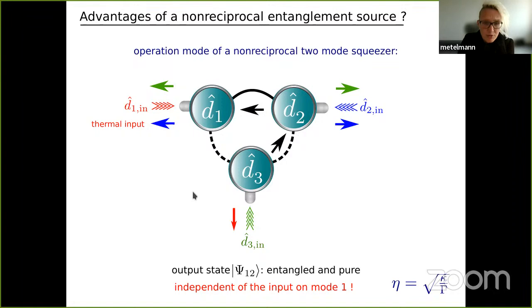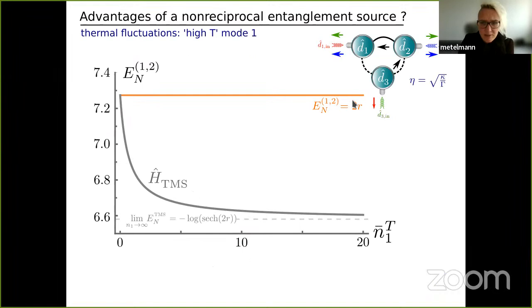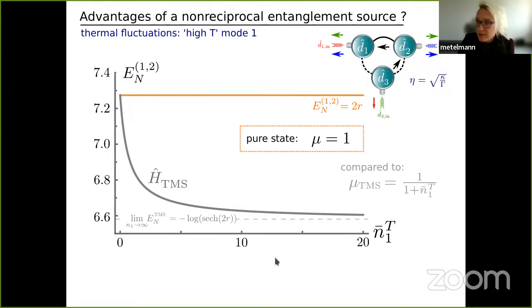If we look at the entanglement as a function of the temperature, the average temperature of mode 1, you see that the non-reciprocal case, the orange line, is not affected, while for the standard two-mode squeezer the entanglement will just go down. Importantly, the state will stay pure. In a standard two-mode squeezer, you will always scale inversely with your temperature, and you will never be pure again the moment you have thermal input, in contrast to the non-reciprocal state.